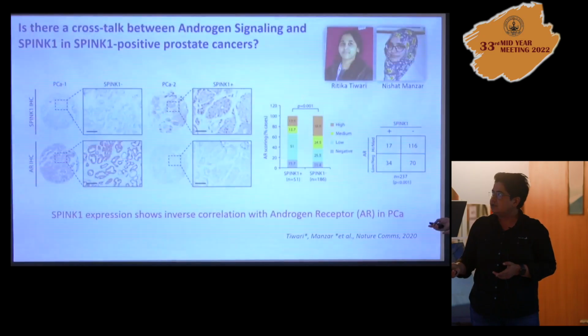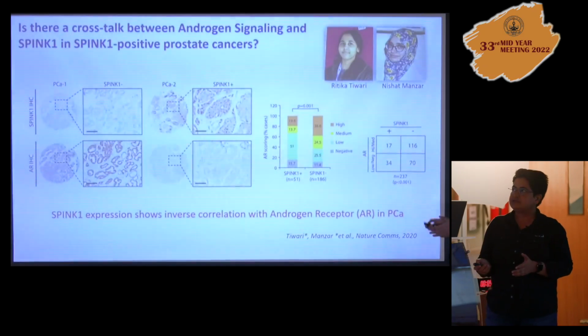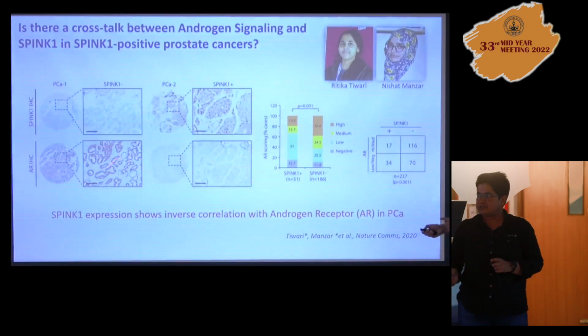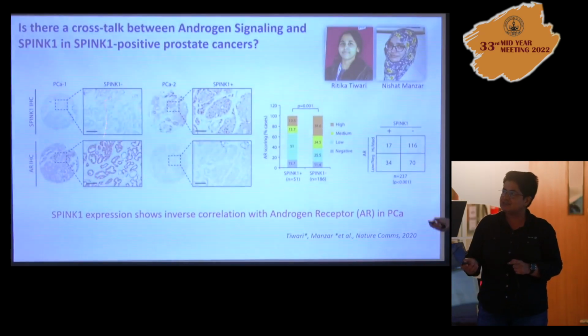So from here, these 2 students, Ritika and Nishad, delved into this mechanism, and they wanted to see what the crosstalk is between androgen signaling and SPINK1. Is there any transcriptional regulation in this subtype? So again, we went back to our tissue microarray specimens, and we stained for SPINK1 and androgen receptor. This is the brown staining you see. So there was an inverse correlation.